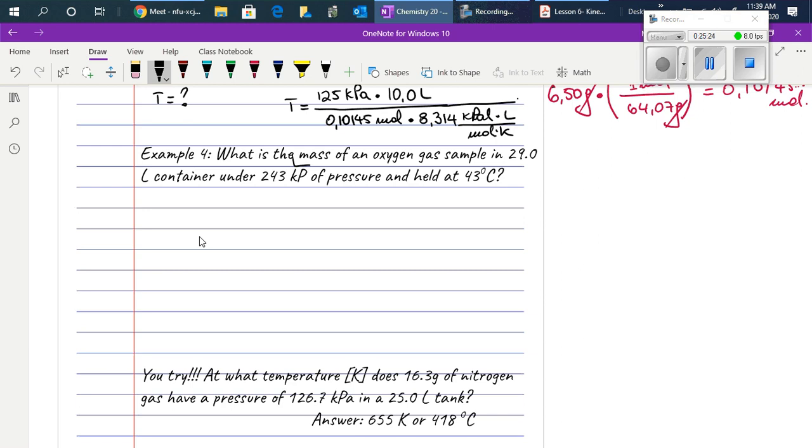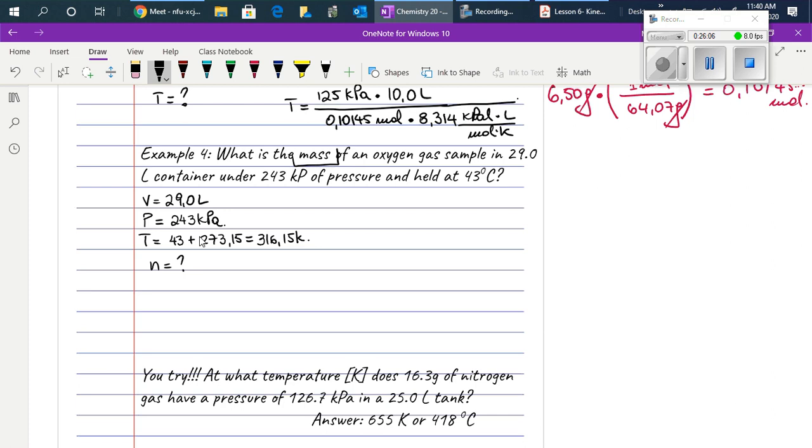What is the mass of an oxygen gas sample at a volume of 29 liters that is under the pressure of 243 kilopascal, and it's held at a temperature of 43 degrees Celsius, which when we convert it to Kelvin, we add 273.15, and then we will have 316.15 Kelvin. Then what we are asking is, what is the mass? So what is M?